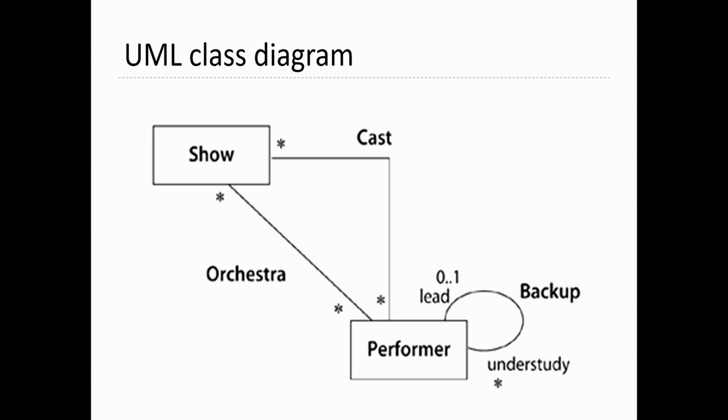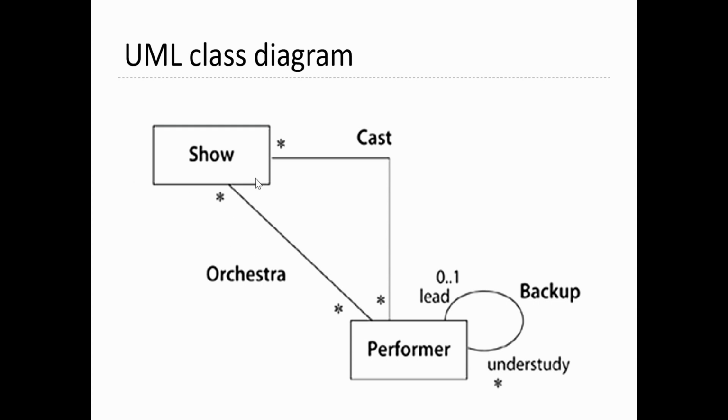So this diagram is quite elaborate. Between Show and Performer, there's a role called orchestra, which represents the people in the orchestra for a show. There's another role called cast, which are the people who are acting in the show.